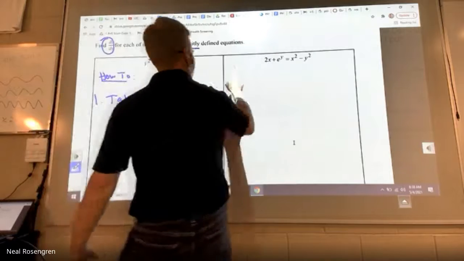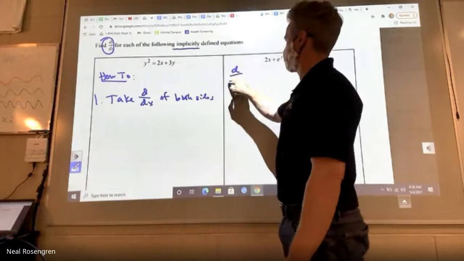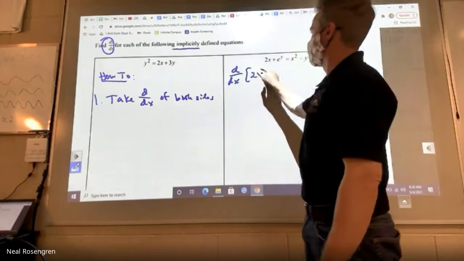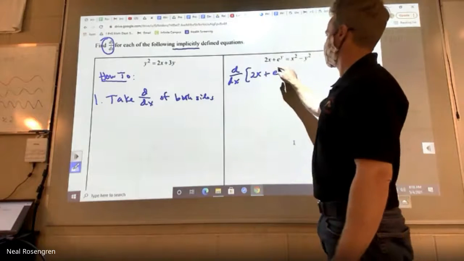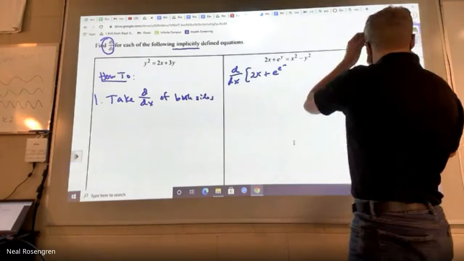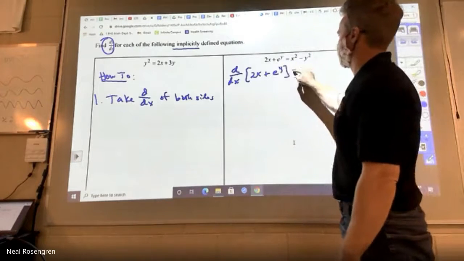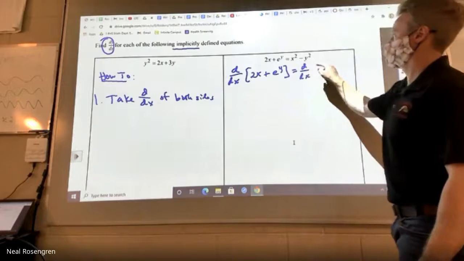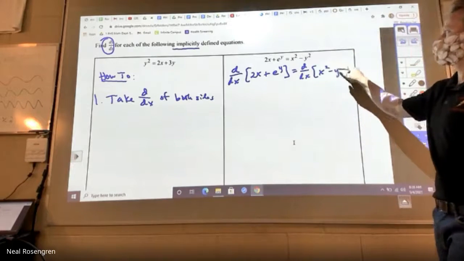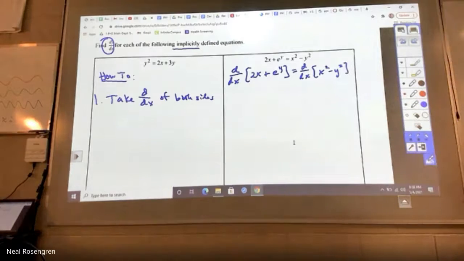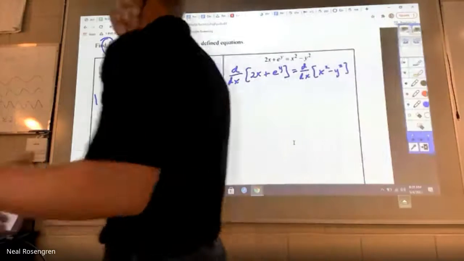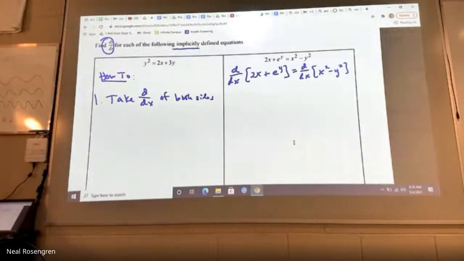Okay, so let's do that here. With the second one here on 250, let's take the derivative with respect to x of the left side. Oh, that's a lie. E to the y, and then d dx of the right. And whatever we have to do to find the derivative on the left, find the derivative on the right, just kind of depends on what we're looking at.